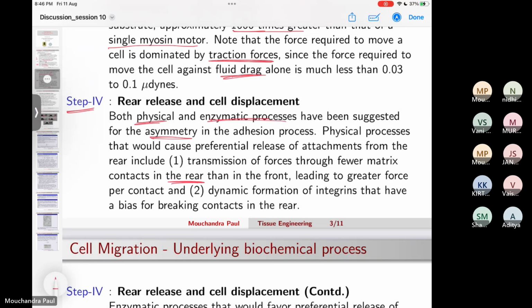Another physical phenomenon that is contributing to the release is the dynamic formation of integrins that have a bias for breaking contacts in the rear. It means whatever focal adhesions are formed at the rear end of the cell are more biased for getting broken up very easily, whereas in the front part it is not so. They are more biased towards sticking. In the rear end they are more biased to get released from the substrate.